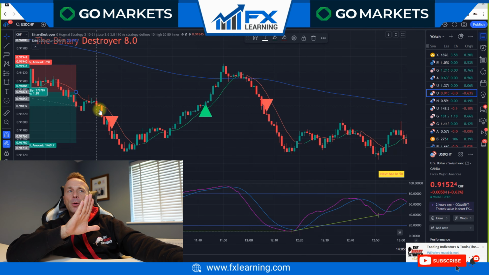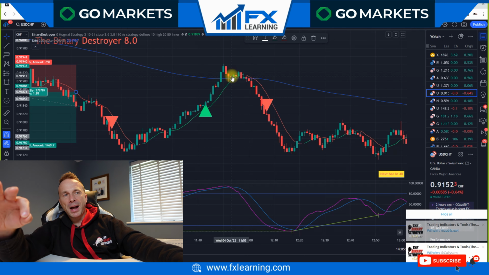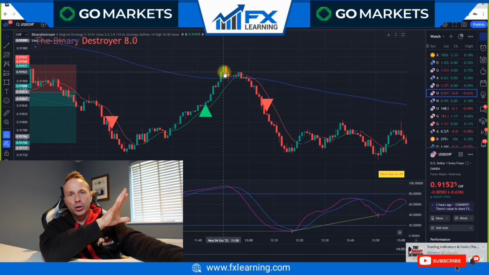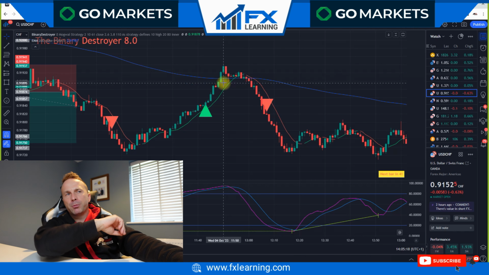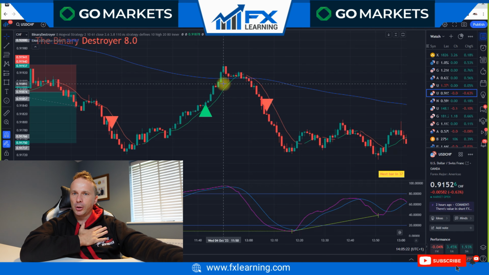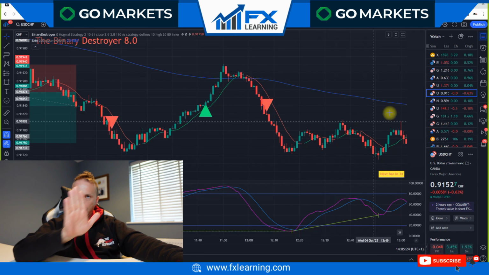This one here, I wouldn't take. You see again how we got a trend down and pullback. I personally would not take this trade because we've closed above the EMA. So for me, this trade becomes invalid. I'm not touching it now.